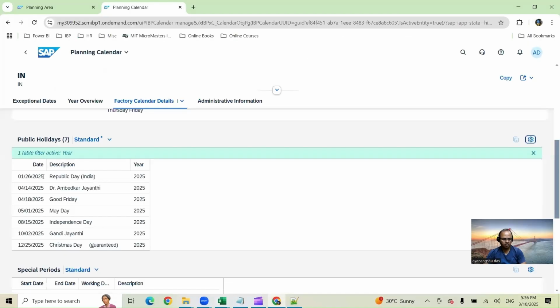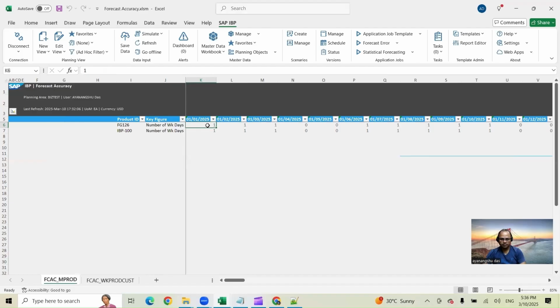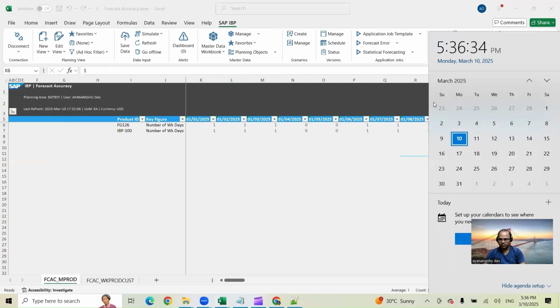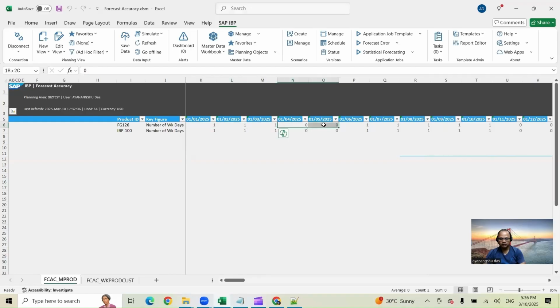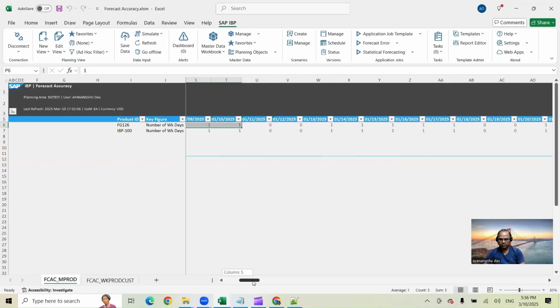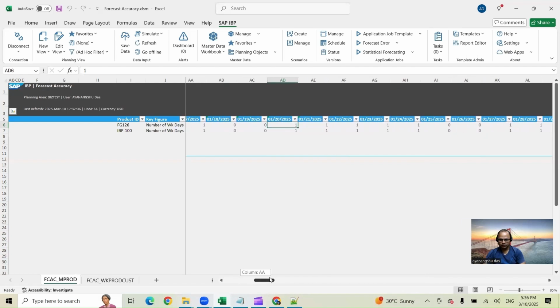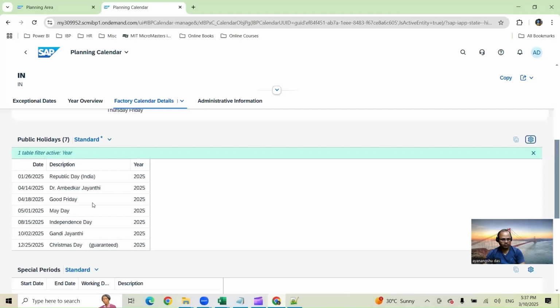So in India, the first day of the year is not a holiday. So it is a working day. But fourth and fifth were weekends. So let's see the calendar of fourth and fifth. Fourth was a Saturday and fifth was a Sunday. So it was a 0, 0. So these were not considered as a working day. Then again, we had 5 working days followed by 2 weekends. Again, we have 5 working days followed by 2 weekends. And then we will see the 26th is anyway Sunday, so we could not verify whether it was considered or not.